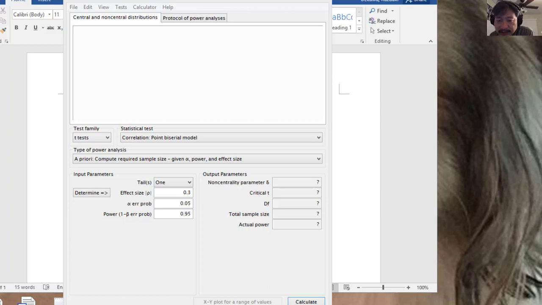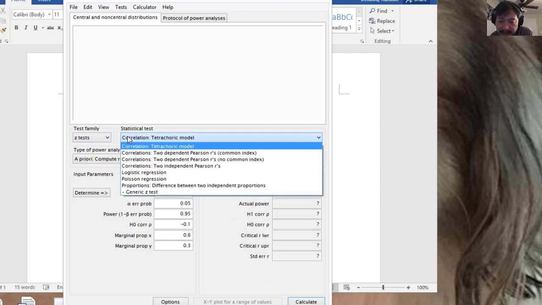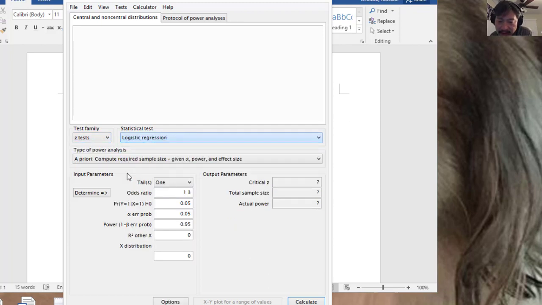So I want to explain how to use G-power to do power analysis for logistic regression. I get that option if I do z-tests, and then I can choose logistic regression. I'm not exactly sure why I have to do z-tests, but that's the only way I get an option for logistic regression.